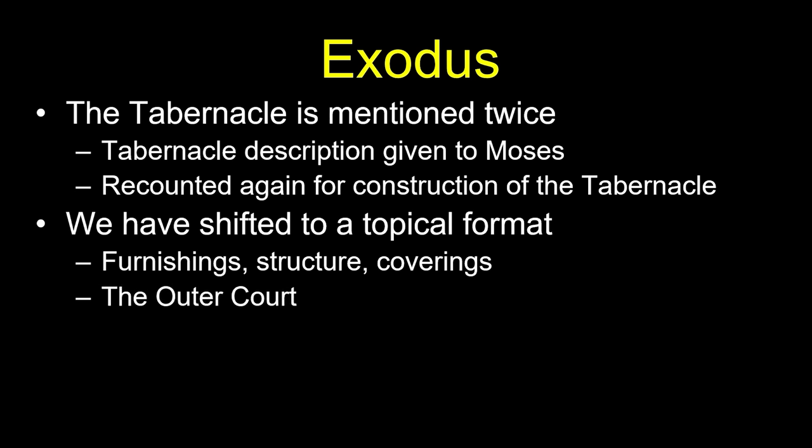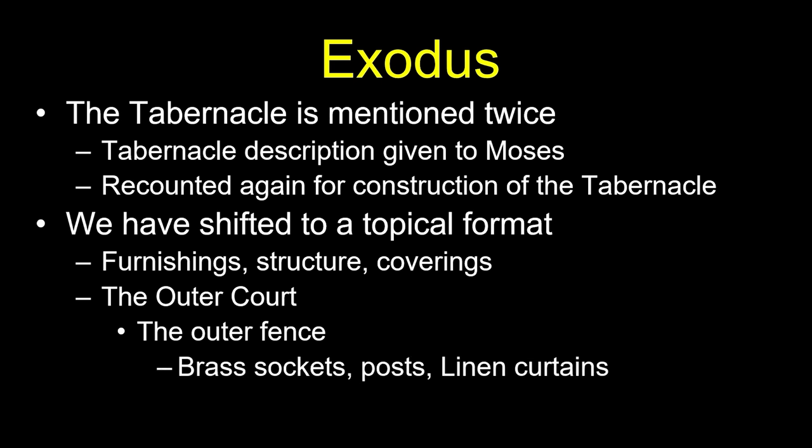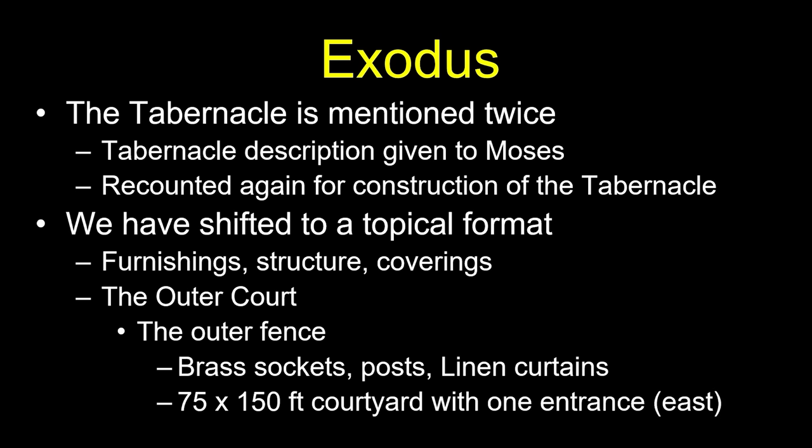Next up in our list was the outer court. I've described that to you to give you a broad picture of the tabernacle itself. But as you recall, the exterior, the first thing you notice is this contrivance that you and I would probably try to describe as a canvas fence. We have brass sockets, posts, and linen curtains that create a roughly 75 feet by 150 foot courtyard with one entrance to the east. Its long axis runs east and west with the entrance on the east. And this sort of fence, slightly higher than eye level, is all that we really could see from the outside.